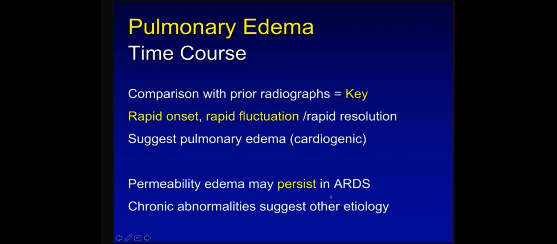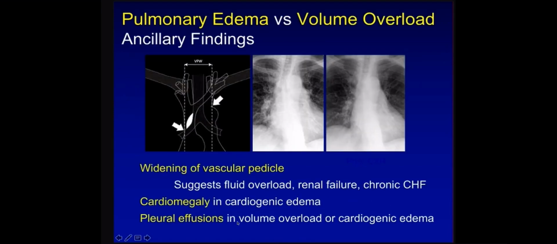Now, in other patients with permeability edema, such as ARDS, for instance, the edema may persist and it's not going to fluctuate so readily. And that can be a clue that you're looking at something other than cardiac failure. And of course, if you see chronic abnormalities, that suggests that there's another etiology operating in that particular patient.